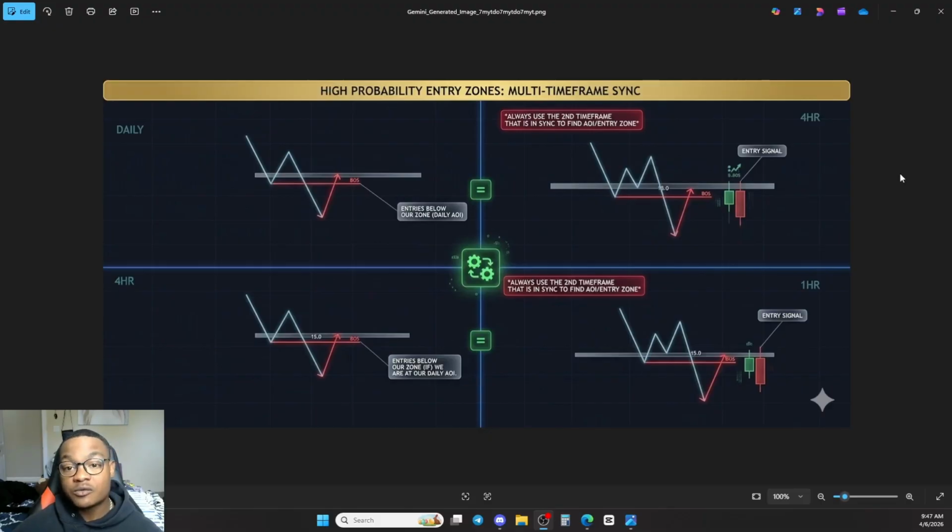I will not be doing a full top-down analysis. I'm simply just showing you how I apply 2 time frames to find my entry zones and to execute on those positions, simply looking for our bearish engulfing.